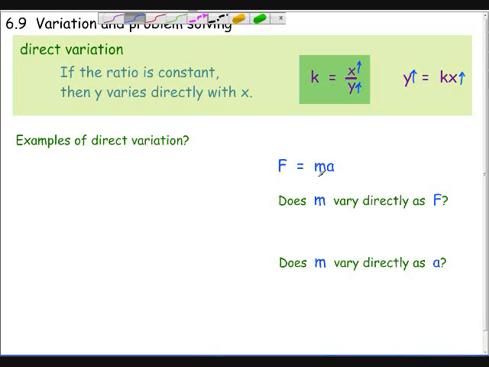F equals ma. So as f increases, m increases. As f increases, a increases. What would be my constant of variation? I guess I don't know right now, but it looks like it's 1. Does m vary directly as f? Let's see. As m goes up, what has to happen to this side? That has to go up also. So the answer is yes.